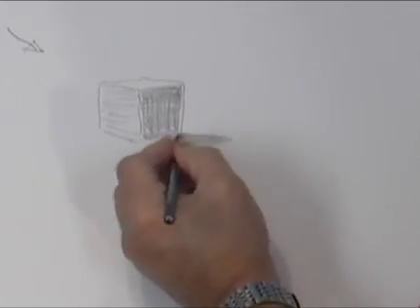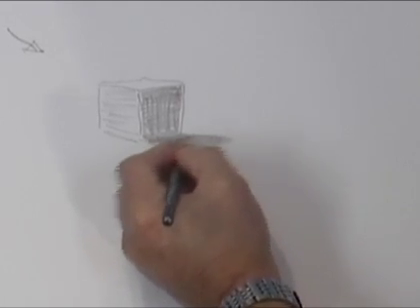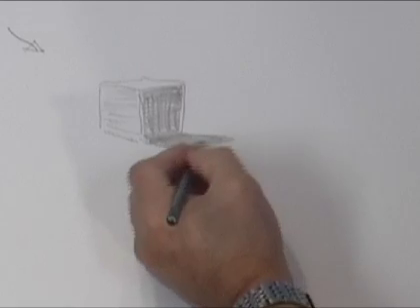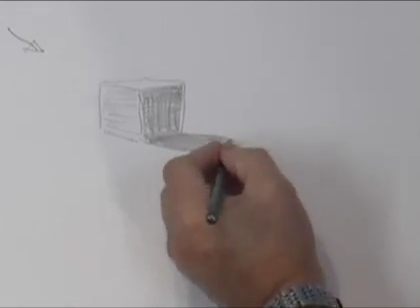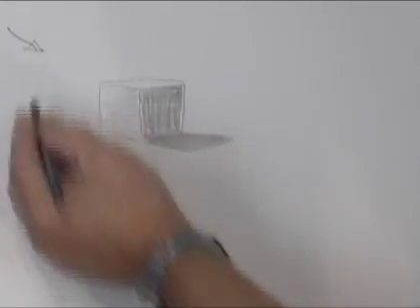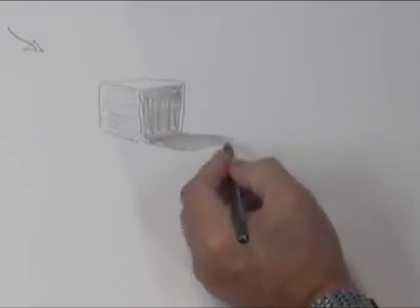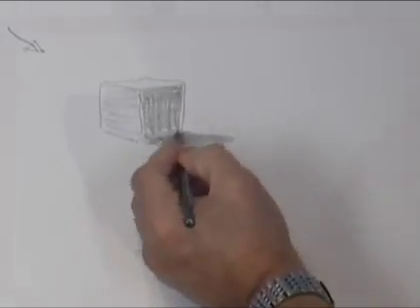Now always remember with shadows, they're always darker immediately next to the item that's casting the shadow, and they lighten off as they get towards the far edge of the shadow because there's more ambient light coming from around the side and here and there to weaken the shadow a little bit here.